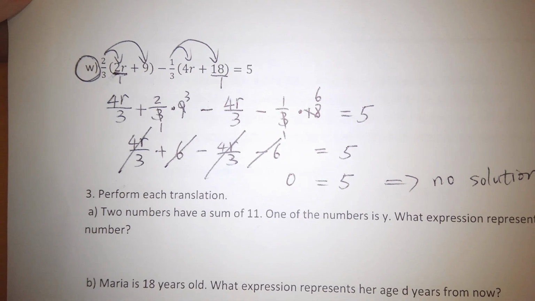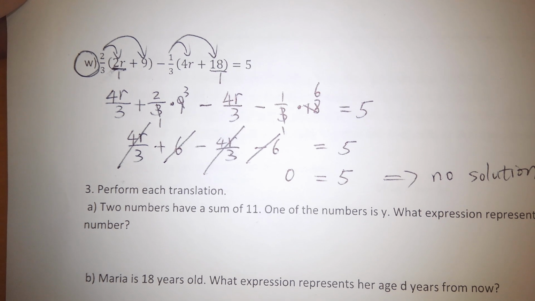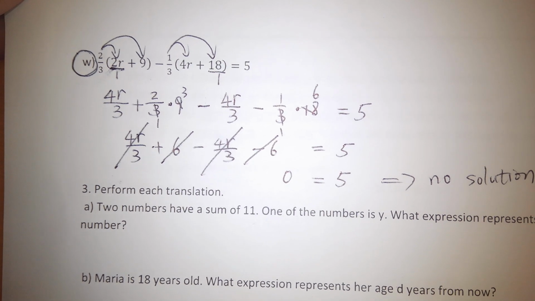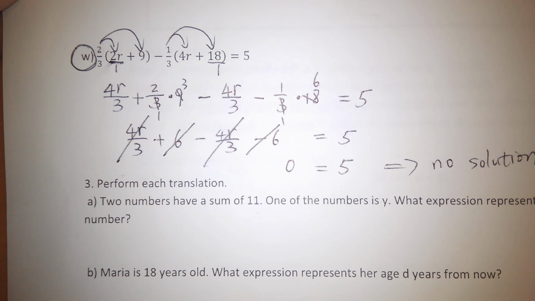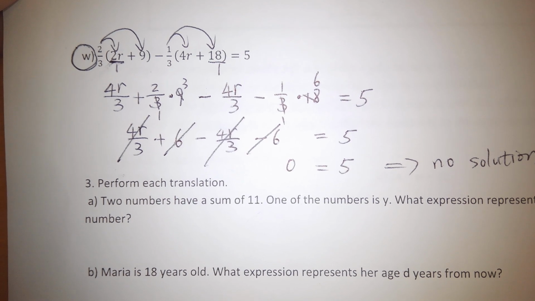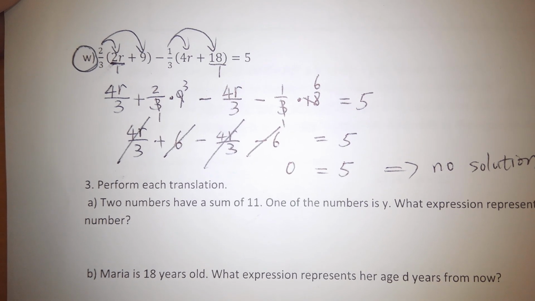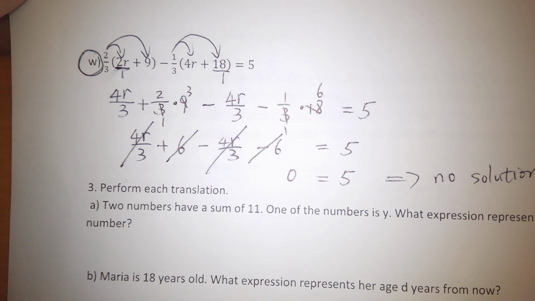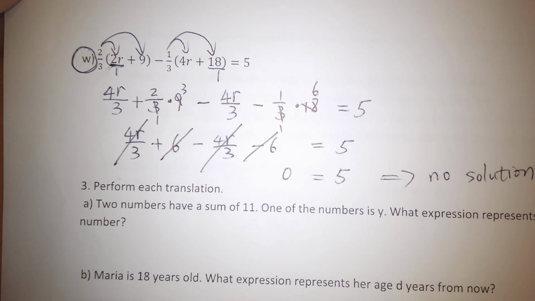How to solve for an equation? Clear parentheses, clear fractions, and then what do we do? Combine like terms, put the variable on one side and the constant on the other side, then solve for the variable, and double check. Okay?